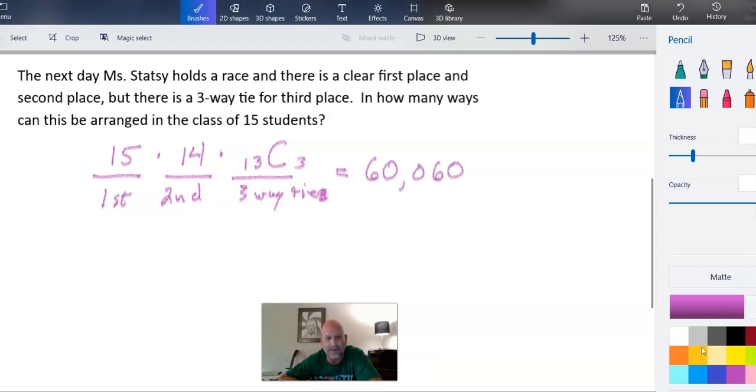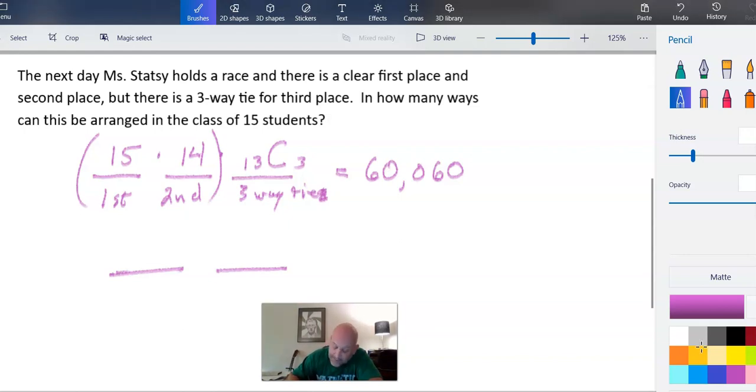Right? That's a lot of different ways you can finish. Now, the other way you can look at this, if I'm just looking at first and second place as a single event, you could have also looked at this as two things. The first event is clear first and second place. The second event is a three-way tie for third.